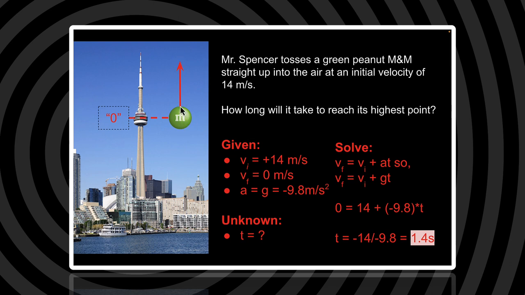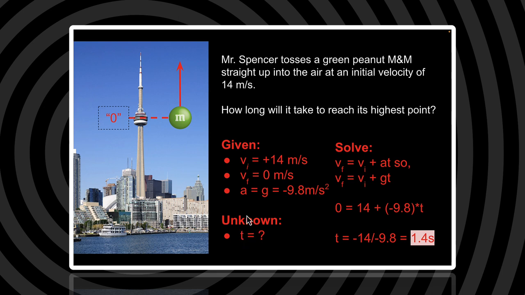I know that as that green M&M is being thrown up into the air, I have an initial velocity of a positive 14 meters per second. It's going up. Also, as it reaches its highest point, at that instant, it's not going to have a velocity. So our final velocity is going to be 0 meters per second. Also, while it isn't directly said, it's implied, because this object is in free fall, because the only thing that's acting on it is gravity, that acceleration is going to be baby g, the negative 9.8 meters per second every second. And what we're trying to find in this case is time.